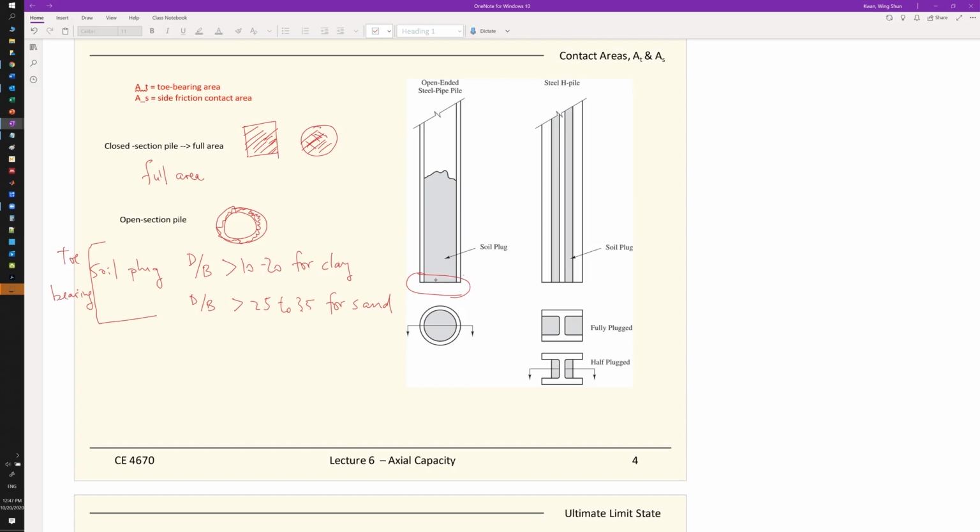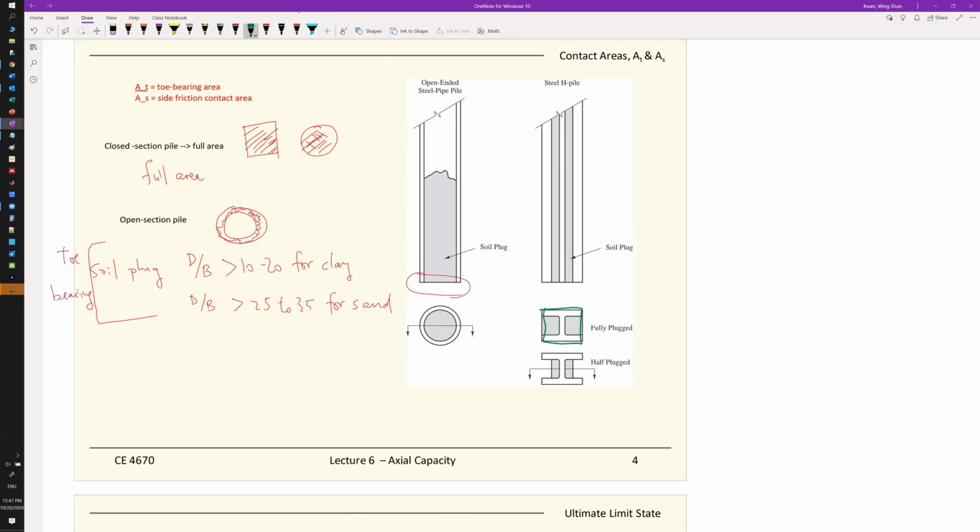If you are designing according to a certain type of design criteria, you better go back to the design manual. Also, the soil plug is nice for the toe bearing, but for the side friction you need to be careful, because if you are fully plugged, then you only have this much contact area. So if you are fully plugged for the side friction, you only have the outside. Pretty much you only have this part as contact area.